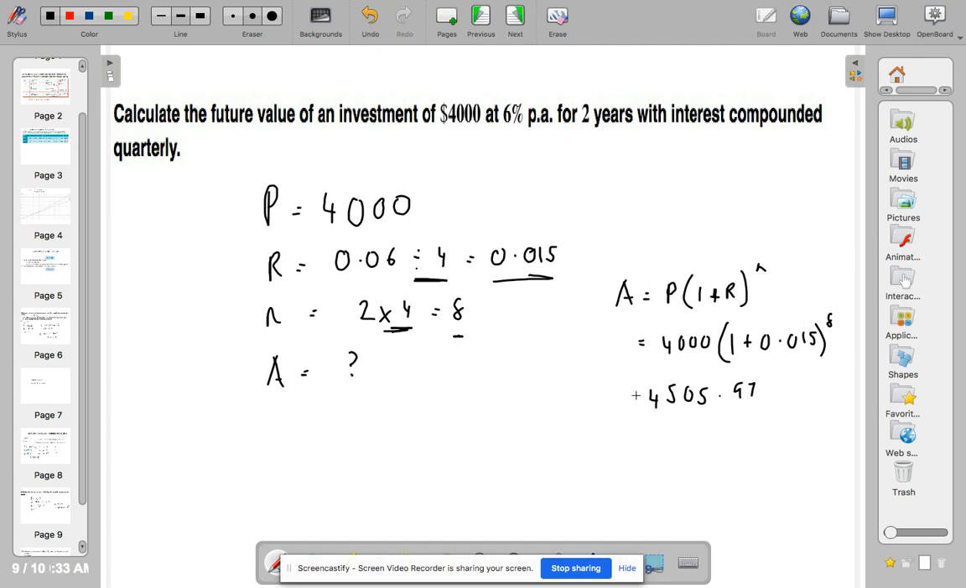$4,505.97. Always make sense of the answer. Obviously we started with 4,000. We've now got a bit over 4,500, so that makes sense. Now, that's the future value. If you needed to calculate the interest, of course that's not in the question, the compound interest, CI, equals $4,505.97 minus 4,000, which equals $505.97. So the interest is the amount you've got now minus the amount you started with, which was $4,000.